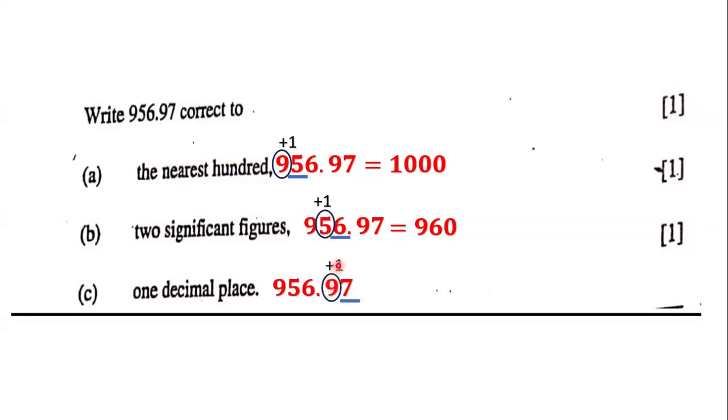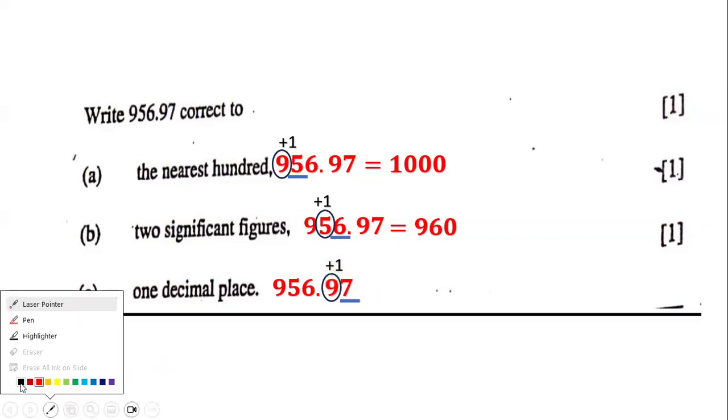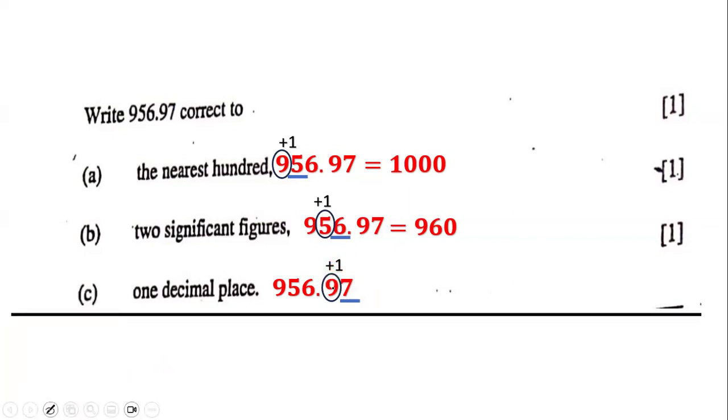So there's going to be 9 plus 1, and 9 plus 1 is definitely 10. And so what's going to happen is this 9 turns into a 0, and we add 1 to 6. And if you add 1 to 6, this becomes 6 plus 1, which is 7. And so this is going to be 957.0 because the 9 turns into a 0 and we drop off the 7. And so these are our answers to this question.